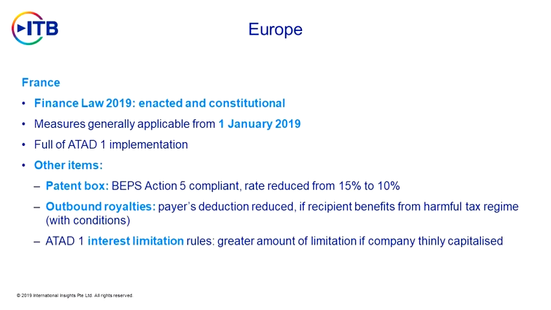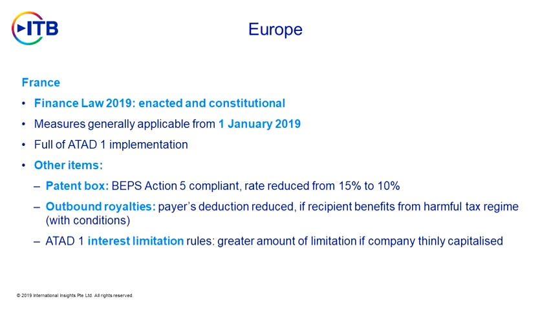In France, the 2019 finance law has been enacted and held to be constitutional, and its measures are generally applicable from the 1st of January 2019. As you would expect, the law is full of ATAD 1 implementation. But apart from that topic, a few other items caught my eye. The patent box regime has been amended to make it compliant with BEPS Action 5, and the preferential rate has been reduced from 15% to 10%.